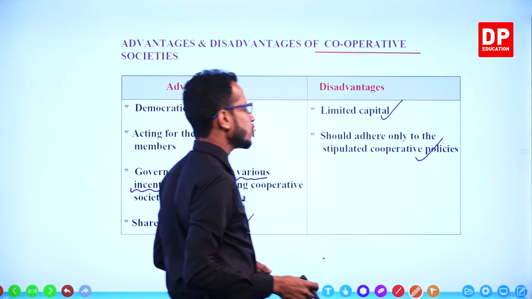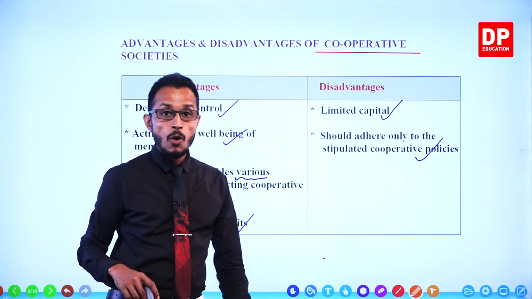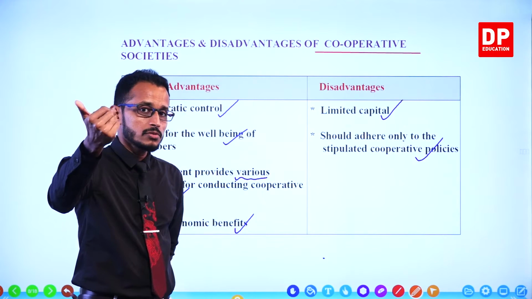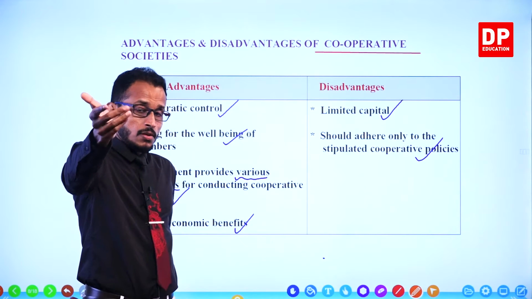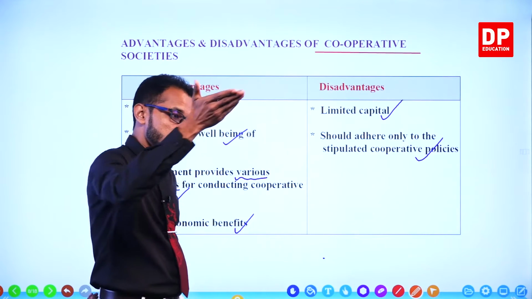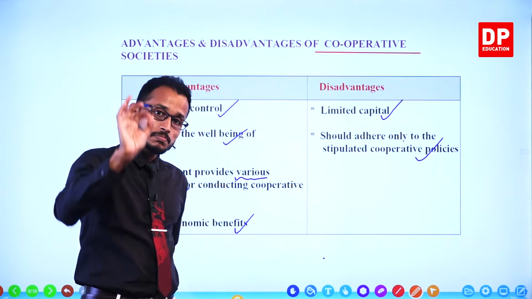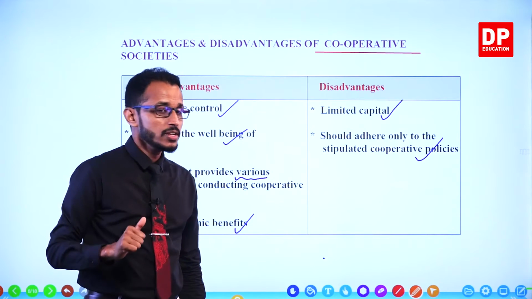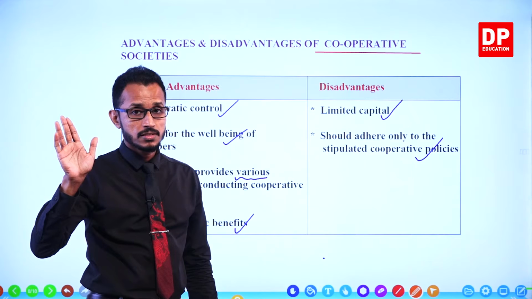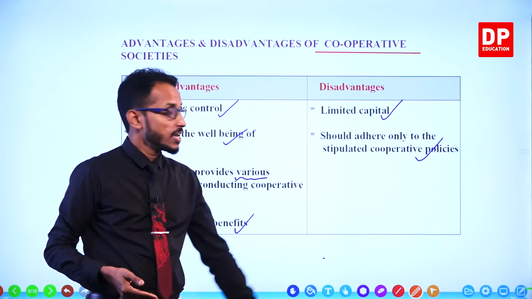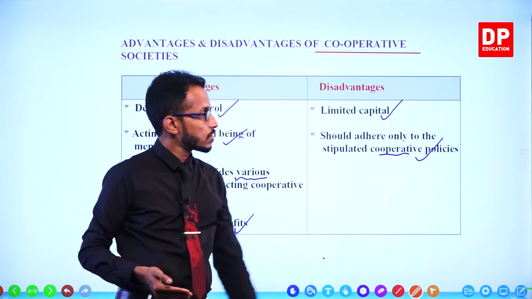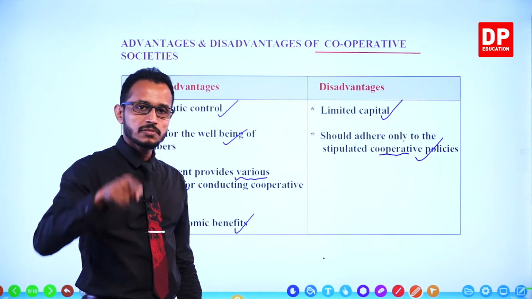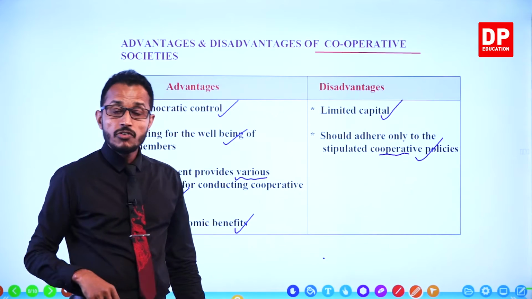Should adhere only to the stipulated policies of the Cooperative Societies Act. Now, you tell me, what is the act which affects cooperative societies? Act number 7 of 2007? No, that is the Companies Act. Companies Act number 7 of 2007. What is this? Cooperative Societies Act. And policies are separately given. I'm asking you about the act. That's right, number 5 of 1972. Good.